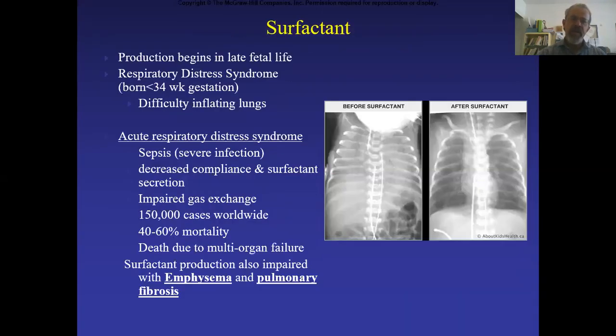Oh, we're almost done. Okay. So let's talk a little bit more about surfactant and when it's produced and what happens if it's not. So surfactant production begins in late fetal life, typically after 34 or 35 weeks of gestation, if you think of a typical gestation of 40 weeks. Infants that are born premature, before 34 weeks, typically have not produced any surfactant. They have difficulty breathing because they can't inflate their lungs. So this is why babies often have to be on a ventilator or an incubator if they're premature.